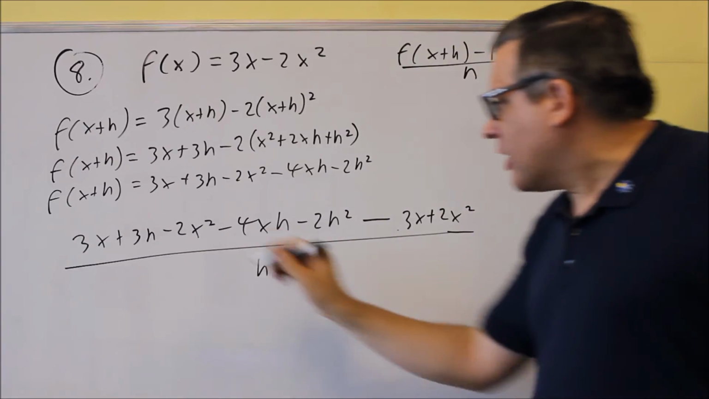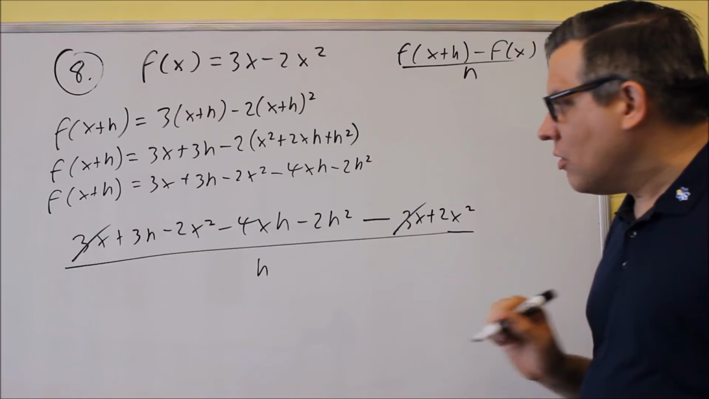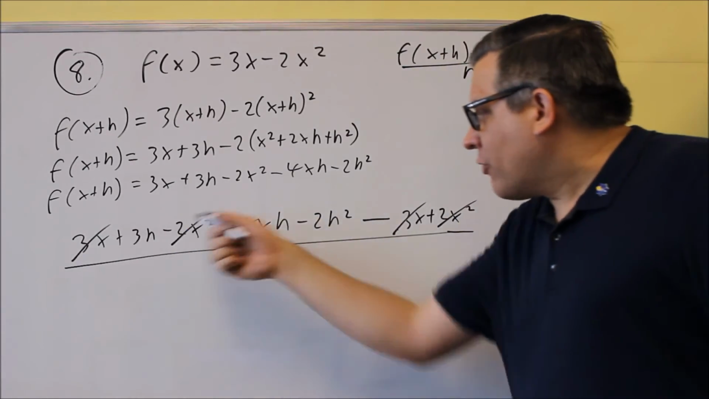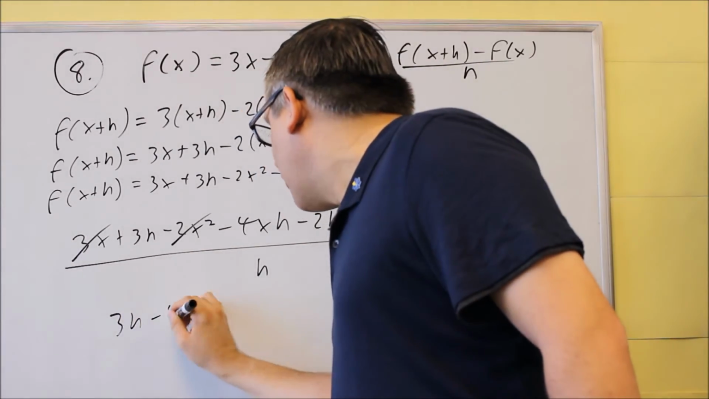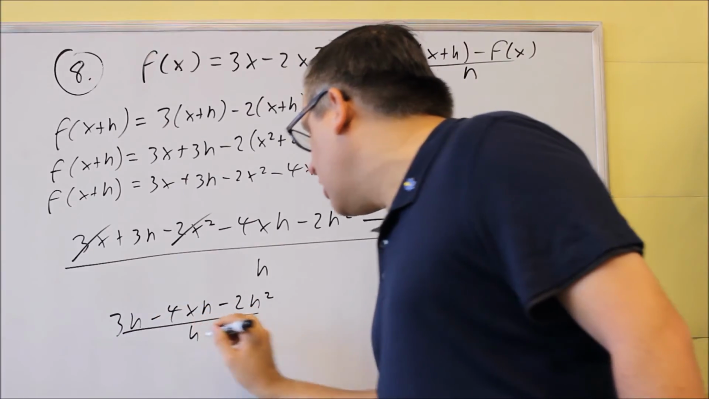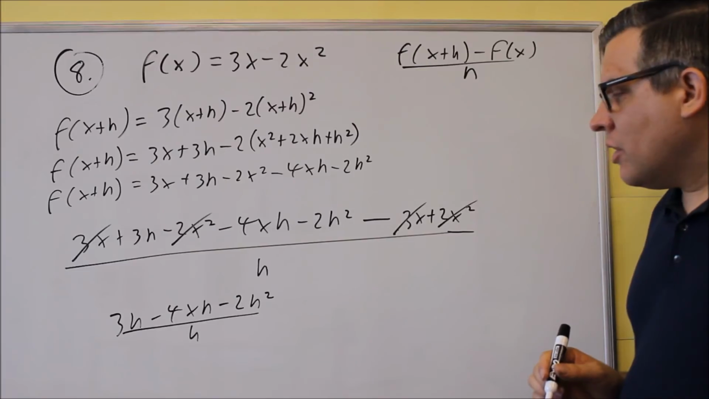Now by doing that, it allows you to do some cancellations here. So 3x and negative 3x cancel. Negative 2x squared and 2x squared cancel. You should be left with something that only has h's in it. So I have 3h minus 4xh minus 2h squared. All that now is over h. So everything else canceled out. This is what I'm left with.